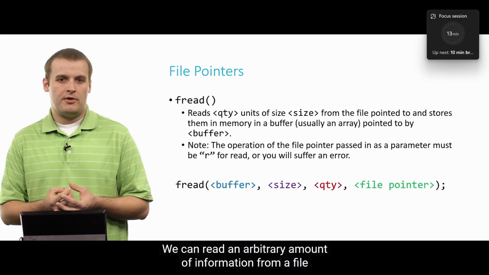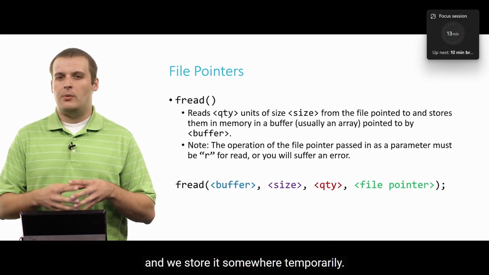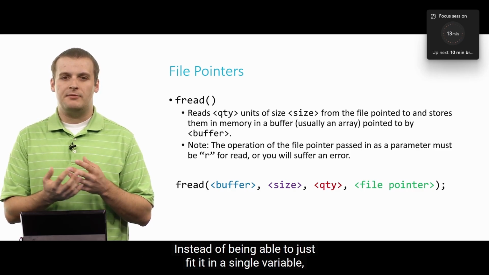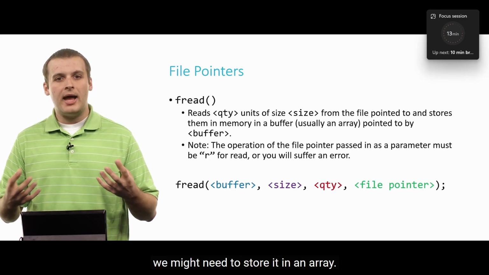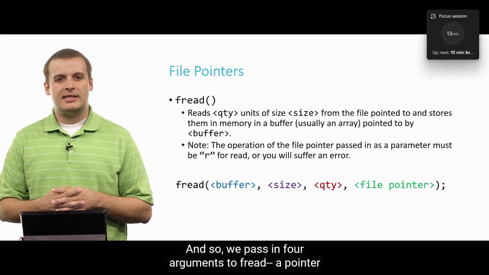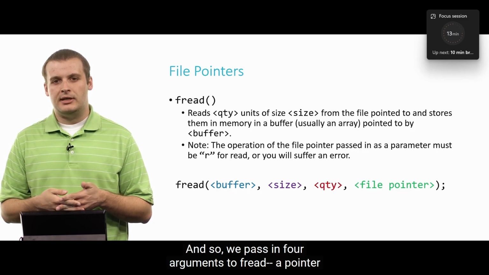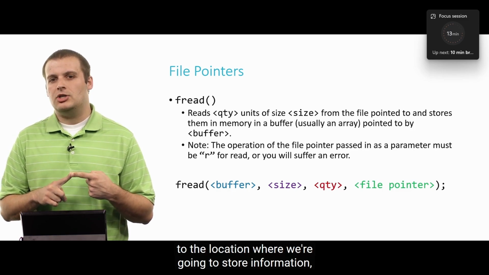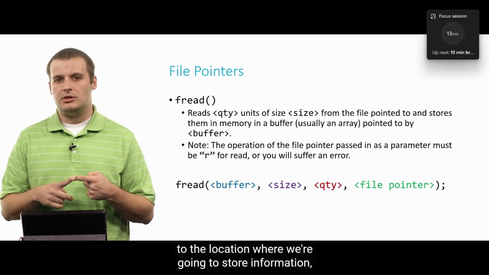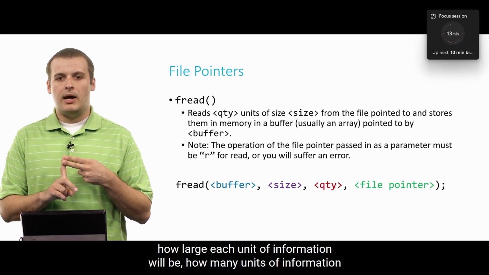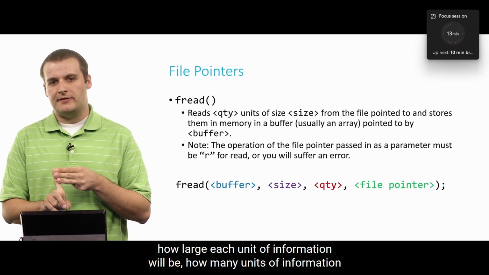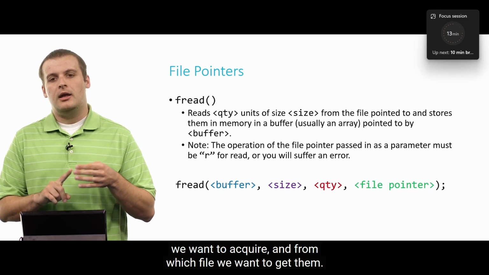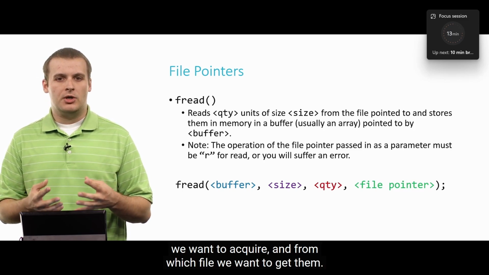We can read an arbitrary amount of information from a file, and we store it somewhere temporarily. Instead of being able to just fit it in a single variable, we might need to store it in an array. And so we pass in 4 arguments to fread: a pointer to the location where we're going to store information, how large each unit of information will be, how many units of information we want to acquire, and from which file we want to get them.